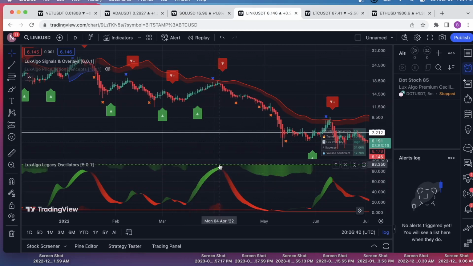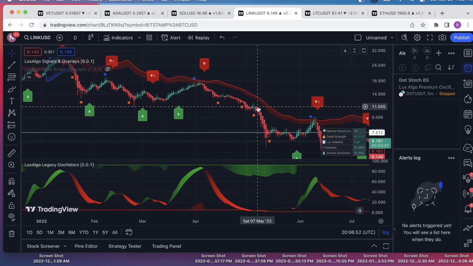Come up, overbought, to the resistance level. You got a sell signal, take it, stop loss above. This all would have been profit. And then this is a daily chart.